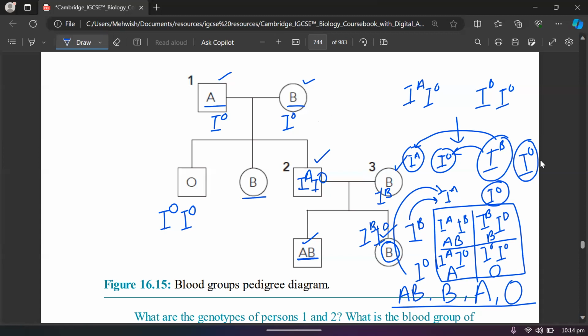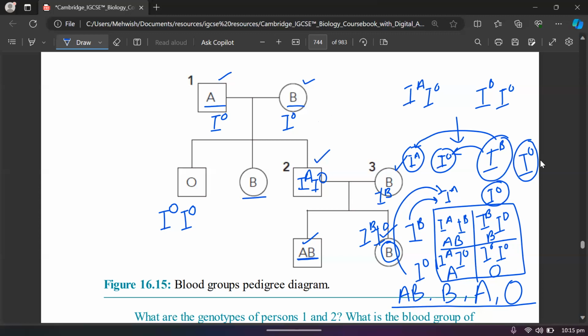So this is the way to evaluate what could be the genotype of the parents or what could be the genotype of the offspring. So you should have some information either from the parents or from the offspring. Then you would be able to identify what could be the genotype of these individuals. Is that clear?